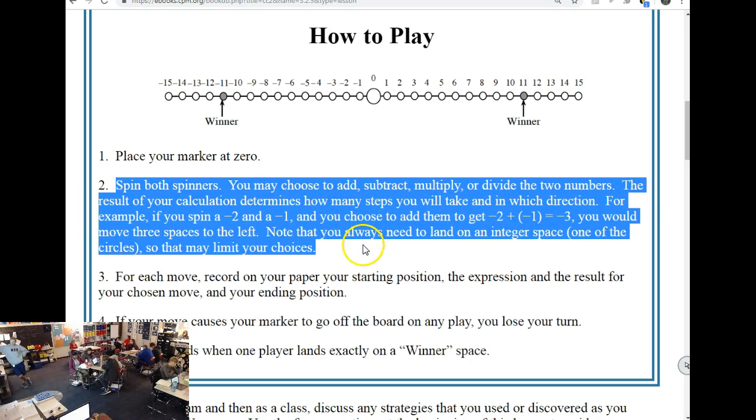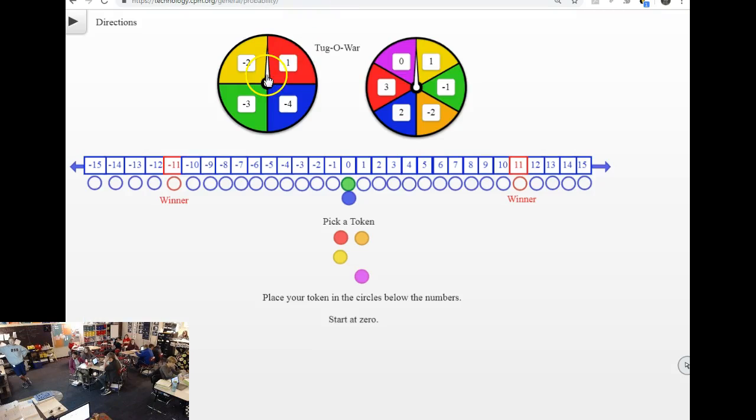We spin both spinners, and we choose an operation to do with the numbers. However, the answer has to be an integer. So when I go to spin the spinners, if I get a negative 4 and a 0, I can't do division because negative 4 divided by 0 can't happen. That's impossible. I could do addition, right? Negative 4 plus 0. And as we play, you're going to write down what you get.